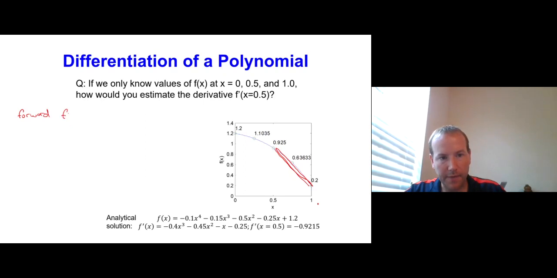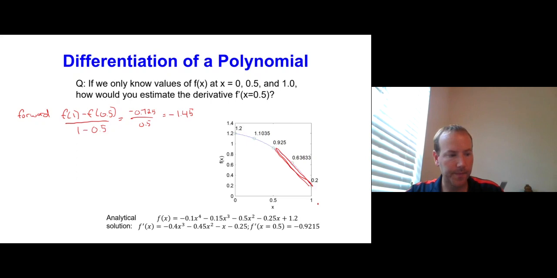And so we'd be saying f of 1 minus f of 0.5, and that would be the rise, and the run would be the x values, so 1 minus 0.5. If we plug in the values that we see there, we'd see that this would be negative 0.725 over 0.5, to give us an estimated slope of negative 1.45.